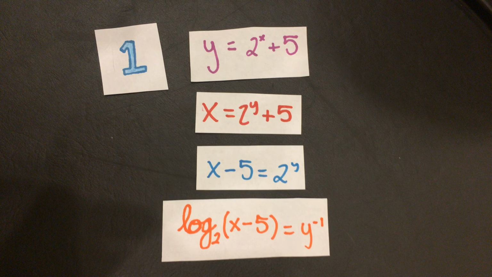Next, you put x minus 5 into parentheses since it's on the side of the equation that doesn't have the y. This entire thing is equal to the inverse of y, which is written as y to the negative 1. Keep in mind that the answer to any log is the exponent.